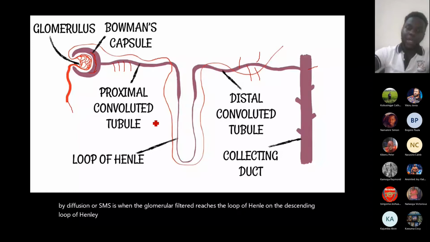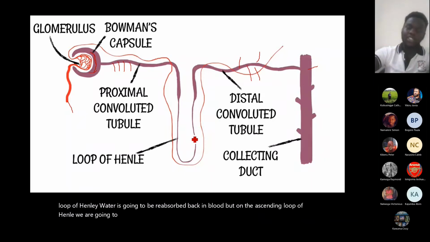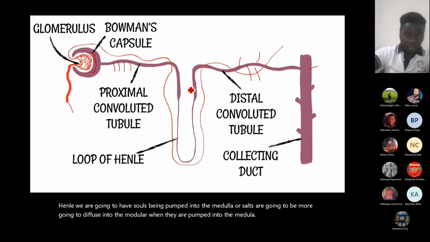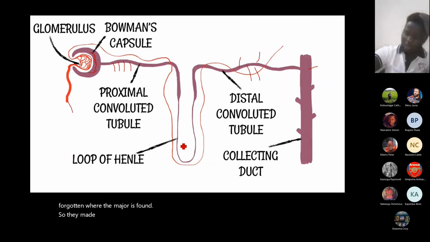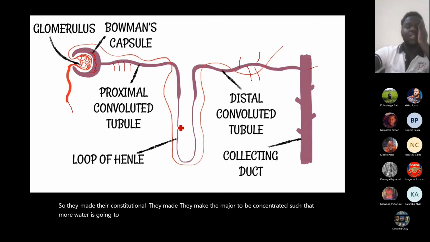going to be reabsorbed back into blood, but on the ascending loop of Henle, we are going to have salts being pumped into the medulla. All salts are going to diffuse into the medulla. When they are pumped into the medulla, they make the medulla become concentrated. I hope you have not forgotten where the medulla is found. So they make the medulla to be concentrated, such that more water is going to move out of the descending limb of what? Of the loop of Henle.